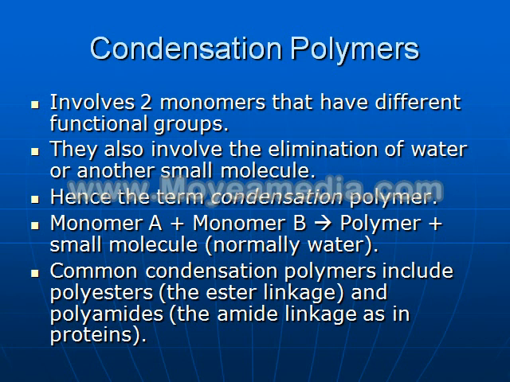It involves two monomers that have different functional groups. They also involve the elimination of water or another small molecule, hence the term condensation polymer. Monomer A plus monomer B forms a polymer with the elimination of a small molecule, normally water. Common condensation polymers include polyesters and polyamides.